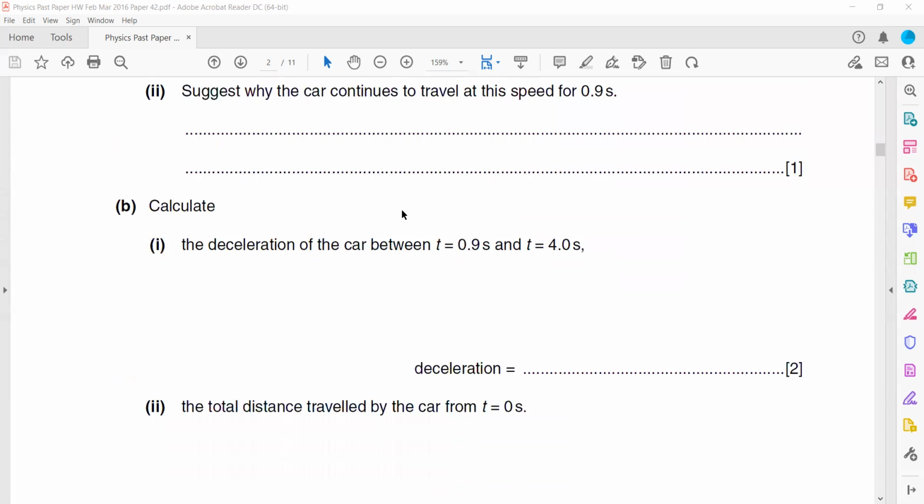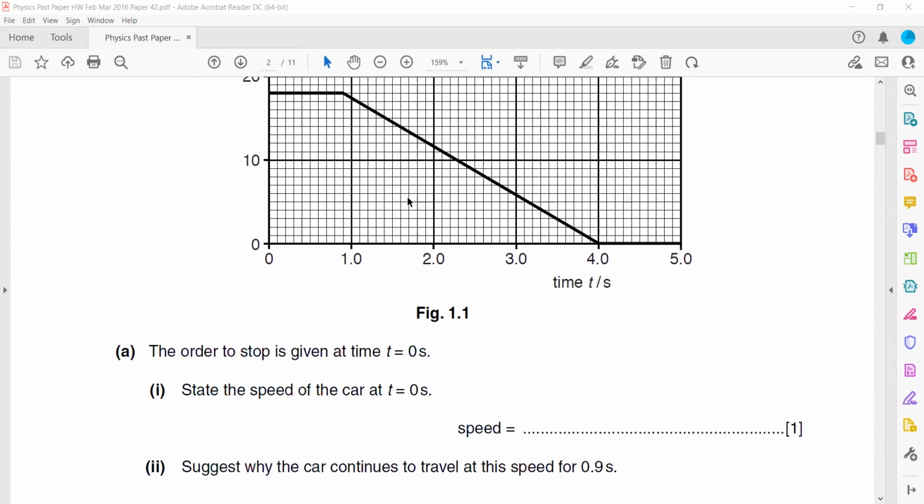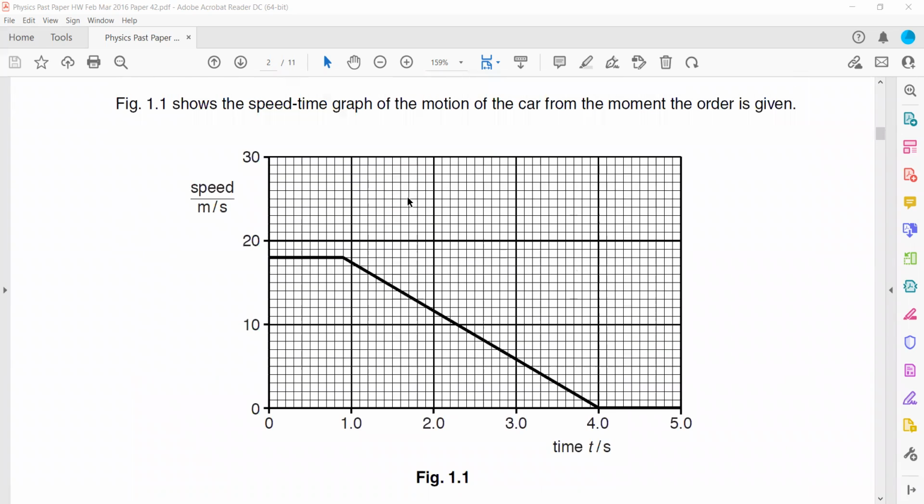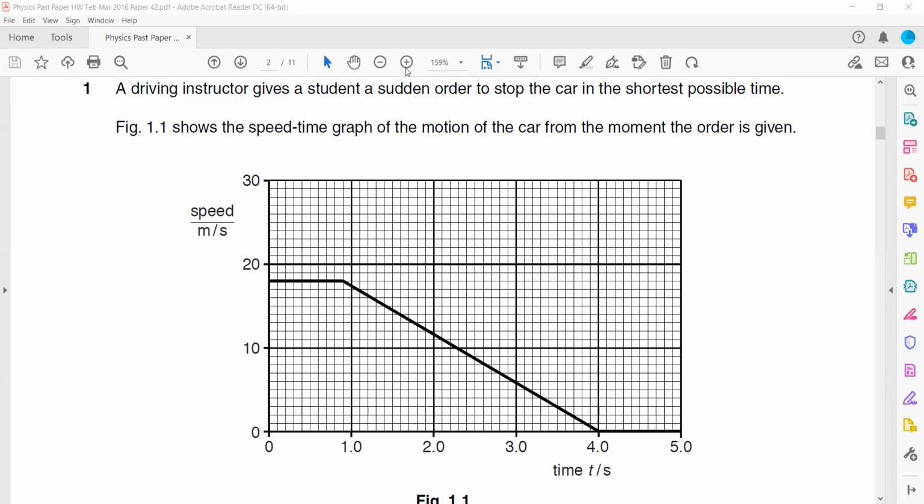And the last one, the total distance traveled by the car from 0 second. Whenever there is a speed time graph, we use the area under the graph. We can use a trapezium, or we can divide it into a rectangle and a triangle. Till this point it is a rectangle, and here it is a triangle.